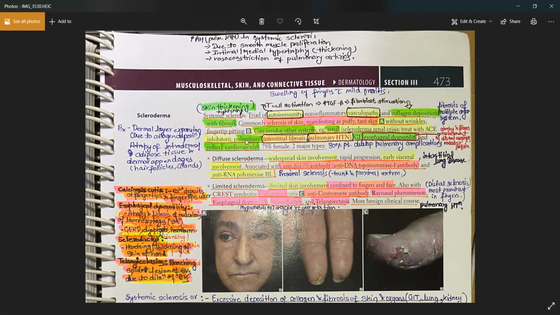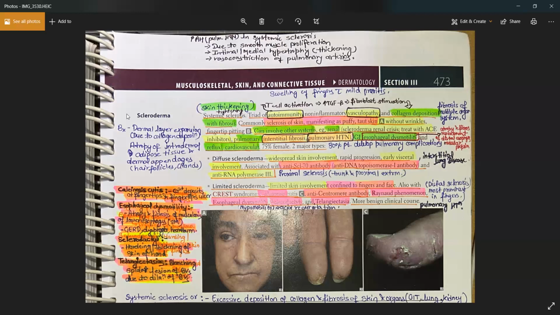Okay, in the lungs, you can have pulmonary fibrosis because of this collagen deposition in the interstitium, right? You can have pulmonary hypertension because of that. In the GI tract, you can have esophageal dysmotility because of fibrosis of the smooth muscles of the esophagus, right? And the smooth muscles are present in the lower two-thirds of the esophagus, right? So you will have a dysphagia. And because of the lower esophageal sphincter involvement, you can also have regurgitation, like GERD. Okay, so GERD can also be associated with scleroderma.